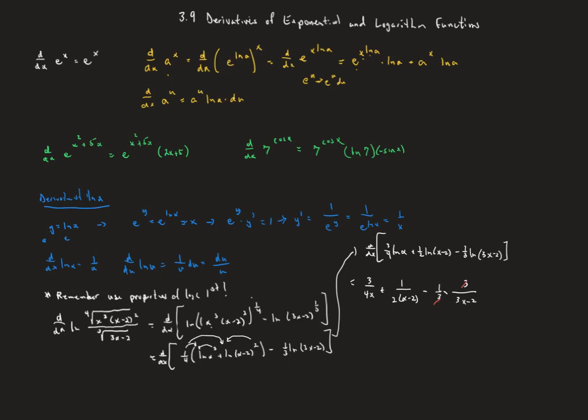So at the end of this whole thing, we've got 3 over 4x plus 1 over 2 times x minus 2, and you can distribute or not, minus 1 over 3x minus 2. There was our derivative of a massive logarithm. So let me do one more thing. I'm going to go to a new screen.